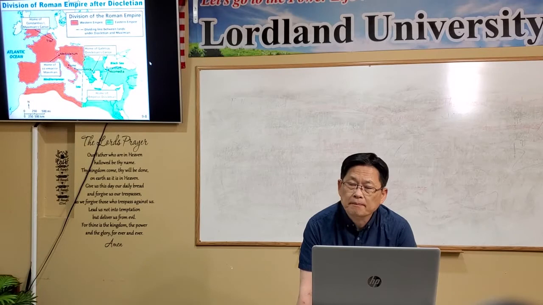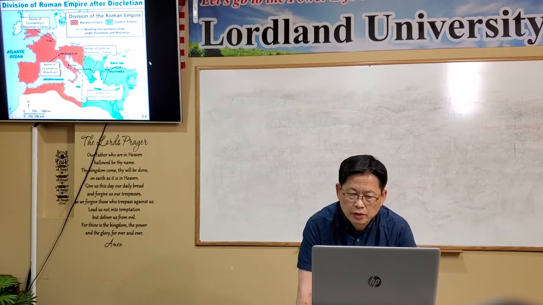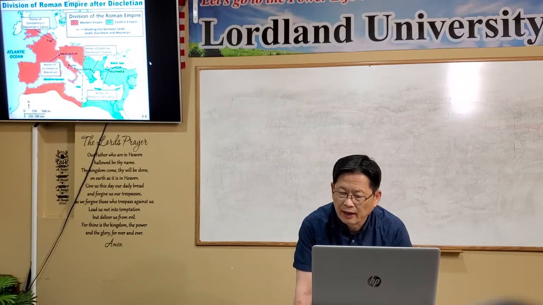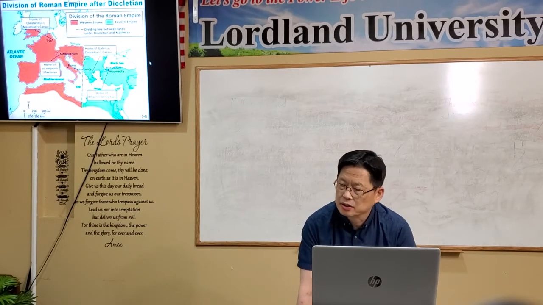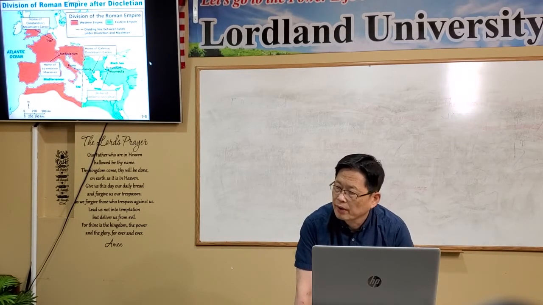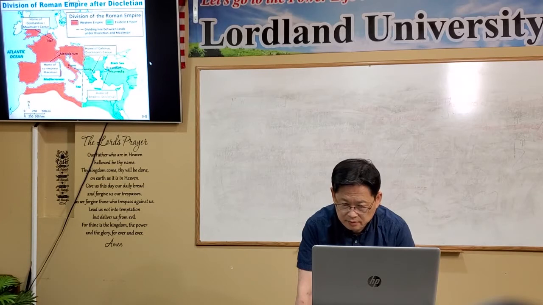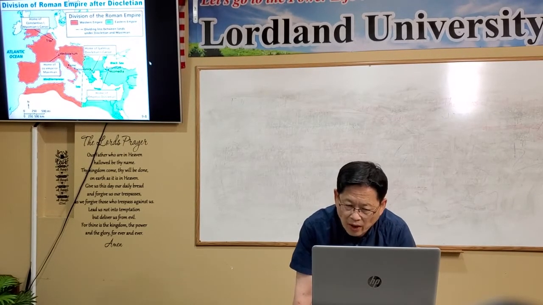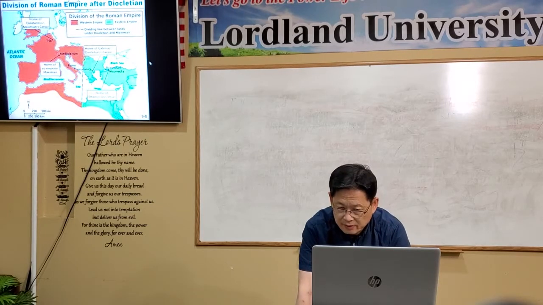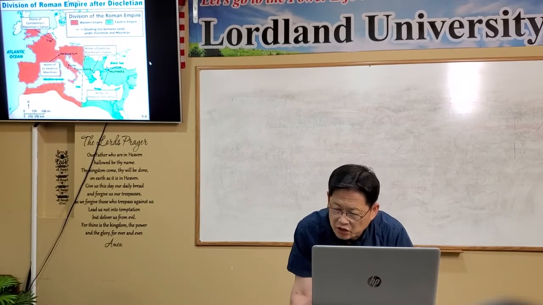This map shows the division of the Roman Empire after the death of Emperor Diocletian. Pink represents the Western Empire. Green represents the Eastern Empire.